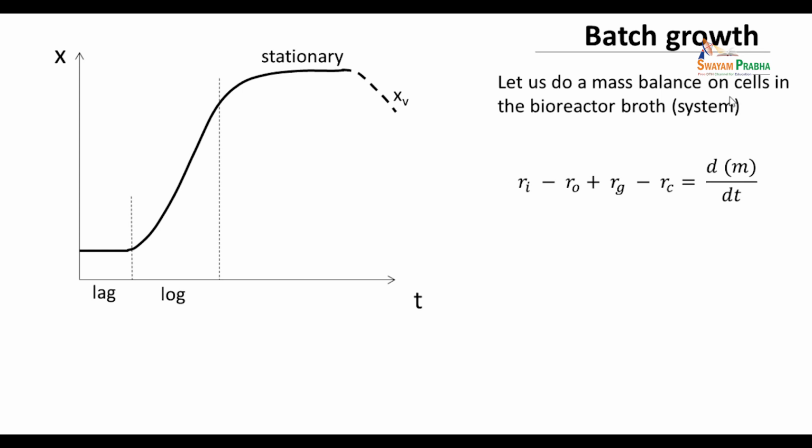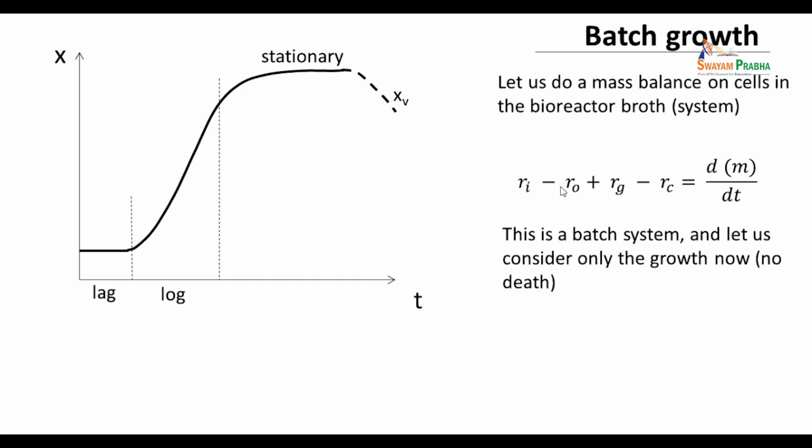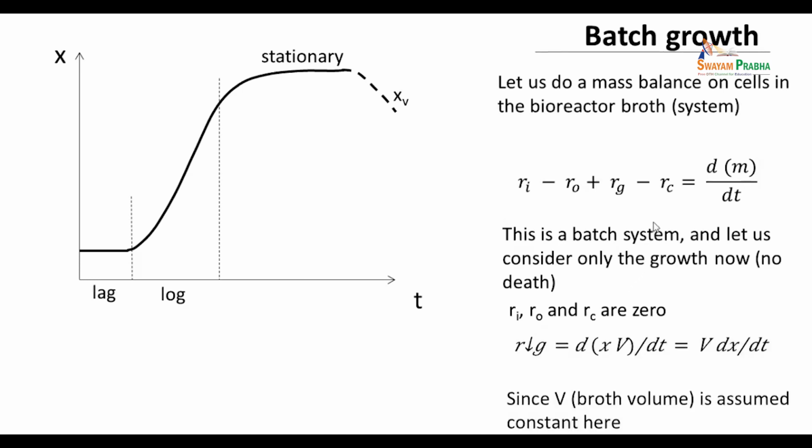Since we are doing the balance on cells, this would be written for the mass of cells in the batch bioreactor. Since it is batch, and let us consider only the growth phase for now. In other words, there is no death that we are going to consider. There is no rate of input, there is no rate of output because it is a batch. That's the basic definition of a batch. And because there is no death, there is no consumption of cells, and therefore Ri, Ro and Rc are 0. Those three rates are 0.